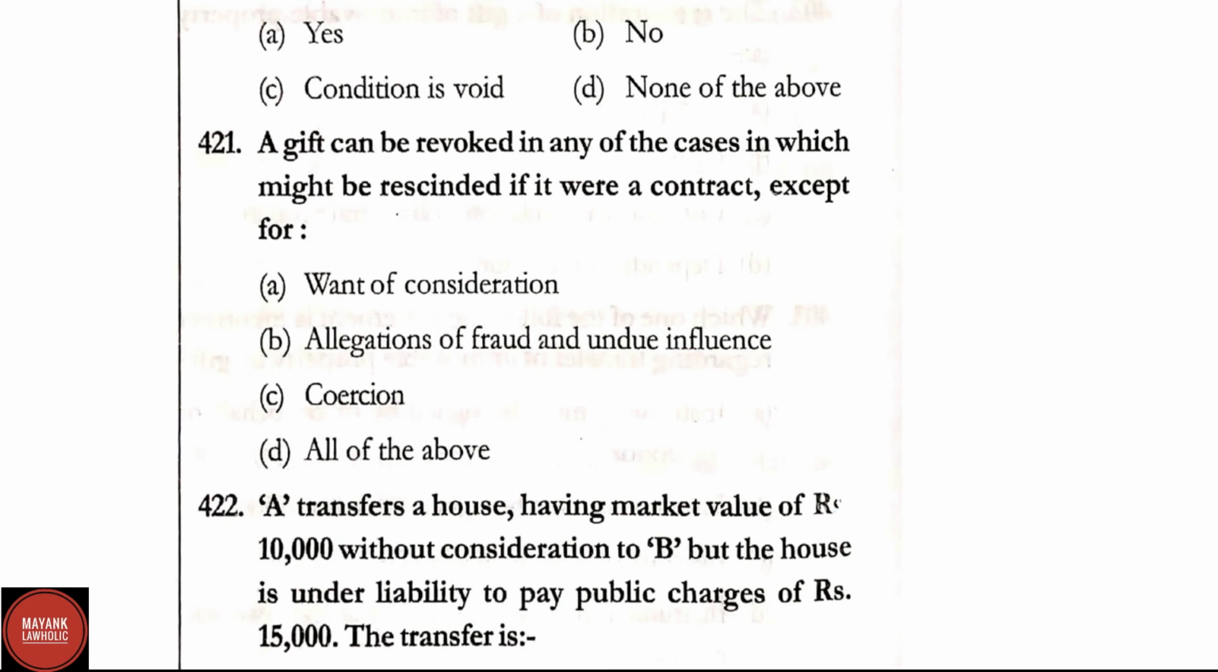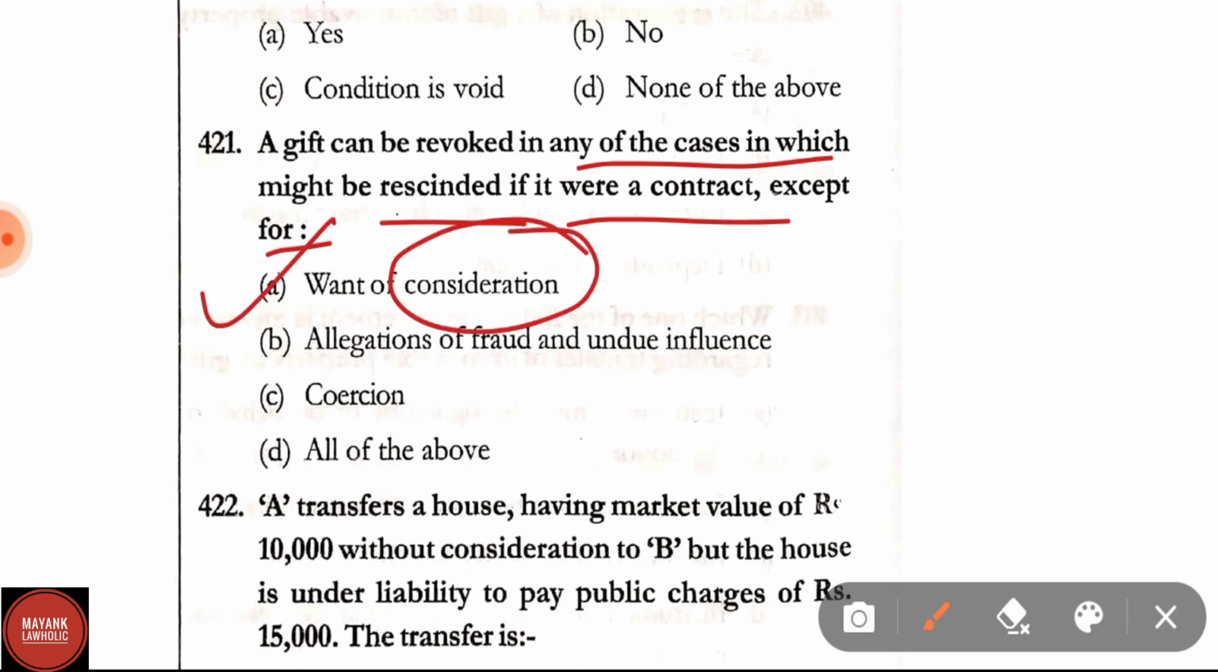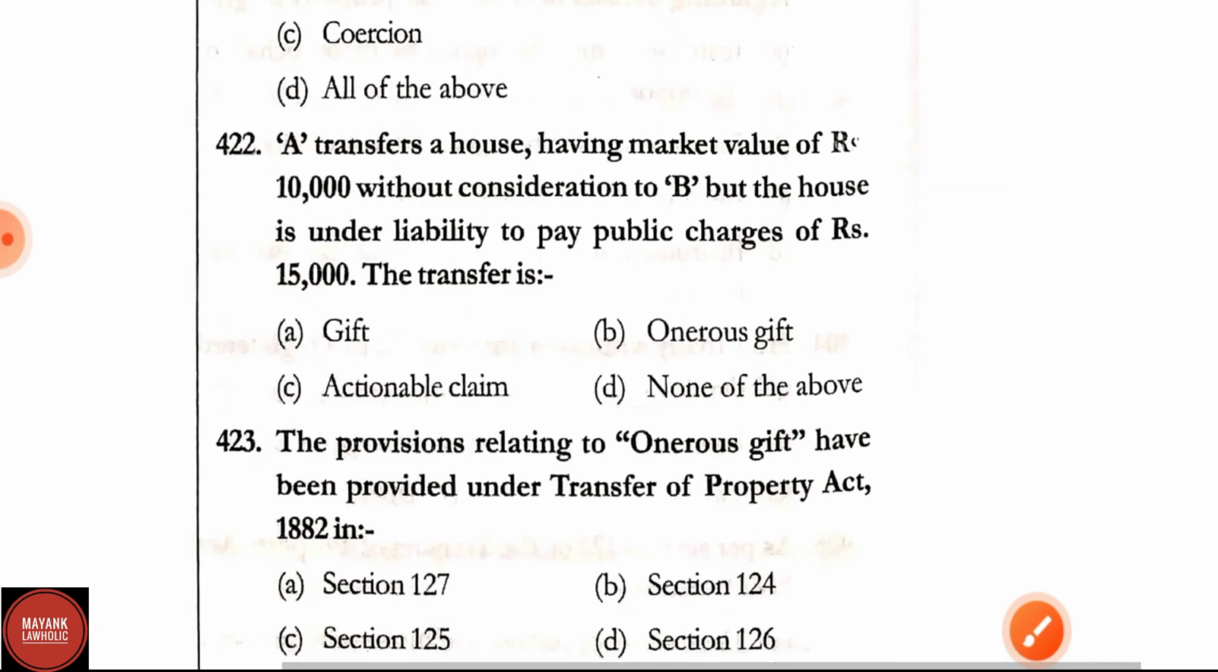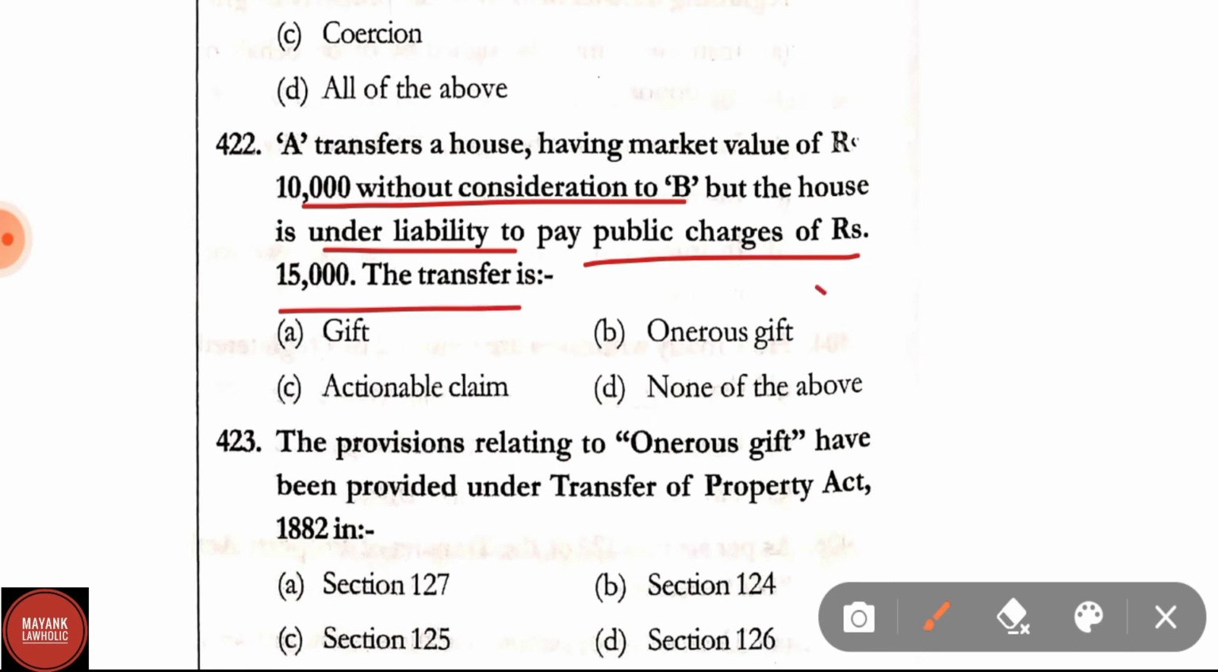Question number 421. A gift can be revoked in any of the cases in which it might be rescinded if it were a contract, except for want of consideration, allegations of fraud and undue influence, coercion, all of the above. Correct answer is option A, that is want of consideration. Question number 422. A transfers a house having market value of rupees 10,000 without consideration to B, but the house is under liability to pay public charges of rupees 15,000. The transfer is gift, onerous gift, actionable claim, none of these. Here the correct answer is option B, that is onerous gift.